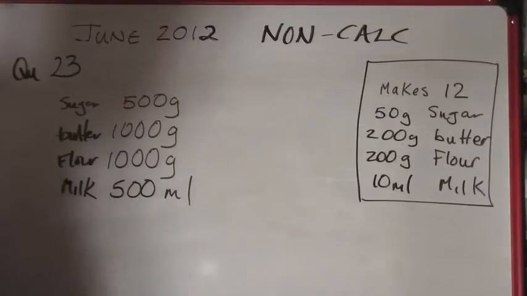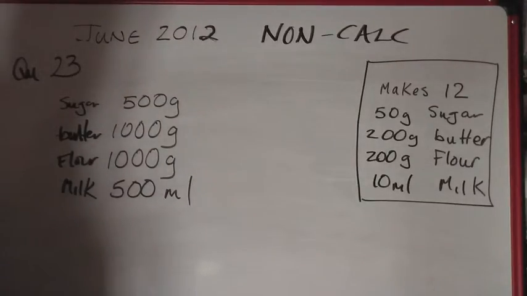For part B of question 23, it's a little bit trickier. We're told that Robert's got these various ingredients. We don't know if they're the right amount or not. We've got to work that out. And we're asked to see how many shortcakes he can make.